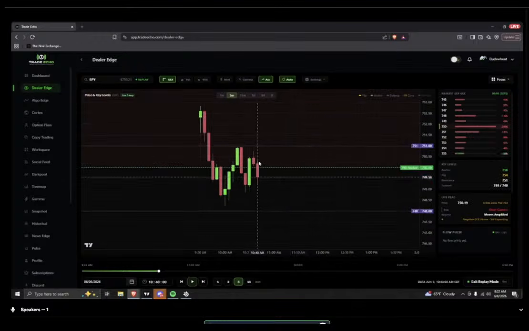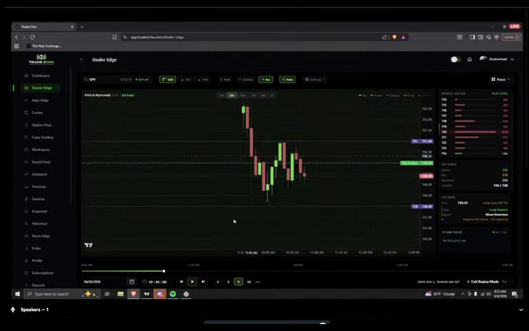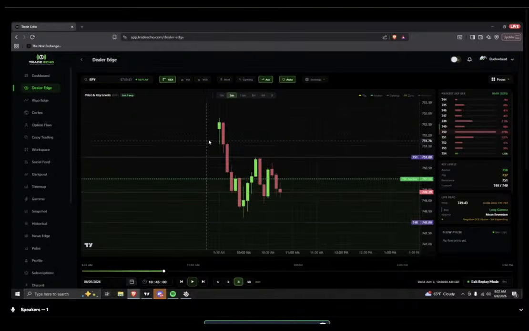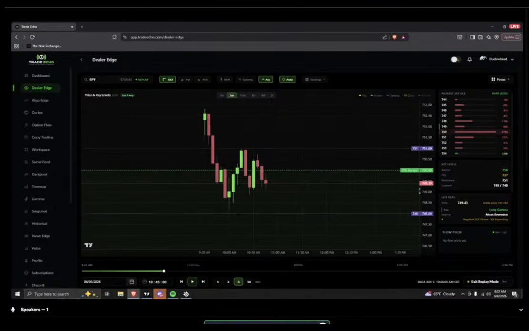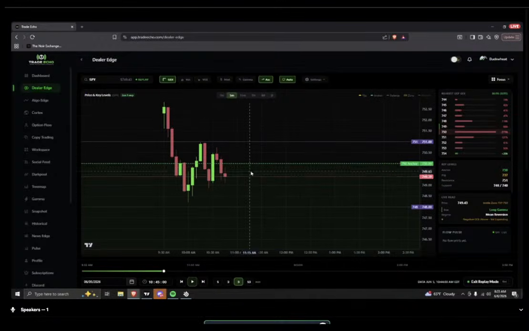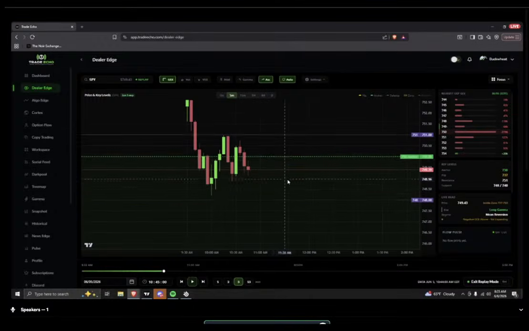As we go down, we don't reclaim it. We're kind of chopping right here. So price does not know where it's going to go next. So if we already started the market downwards and we can't for the life of us get above 751, that's telling us, okay, if we can't reclaim 751 and we keep breaking down below the 750, the next level we're looking at is 748.